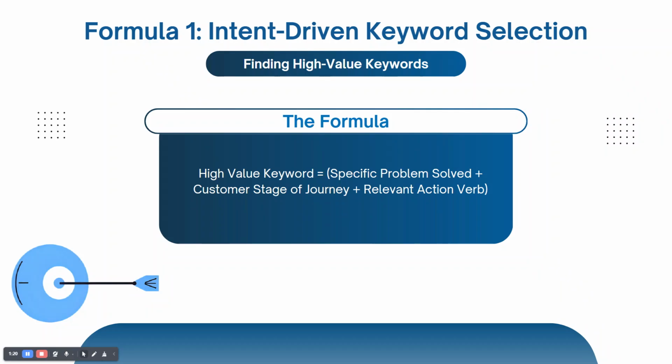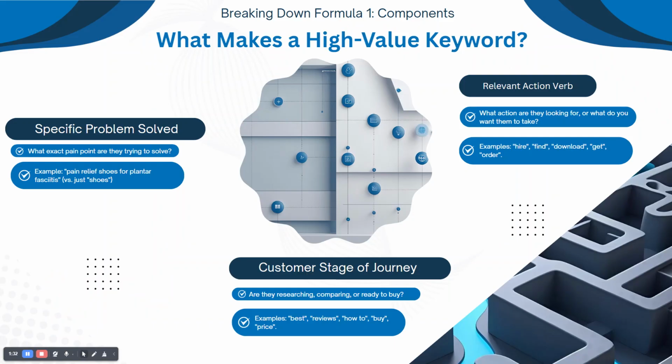The formula is: high value keyword equals specific problem solved plus customer stage of journey plus relevant action verb. So, what makes a high value keyword? First, a specific problem solved: the keyword provides a solution to a specific problem. What exact pain point are they trying to solve with this keyword? Example: pain relief shoes for plantar fasciitis versus just shoes.